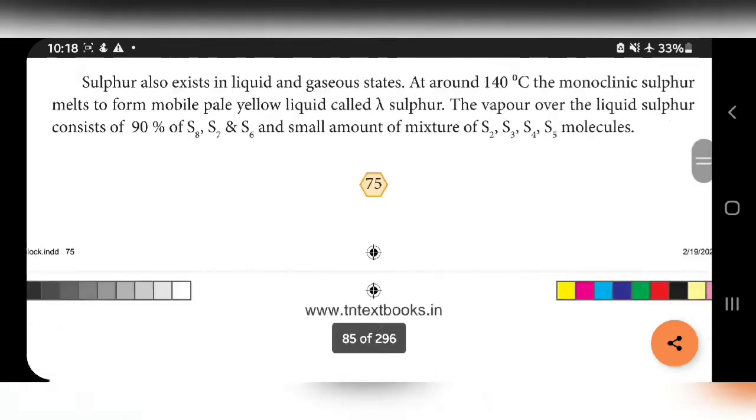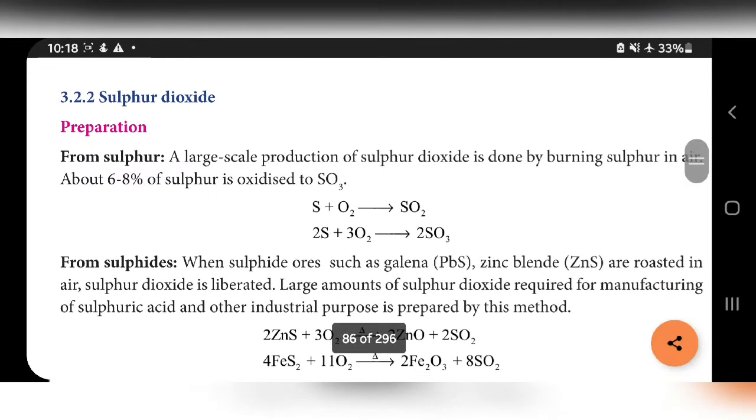Next topic, sulfur dioxide. First, preparation. Three methods are given. First one, from sulfur we can prepare sulfur dioxide. From sulfide we can prepare sulfur dioxide, and laboratory preparation is also given. First, we are going to prepare sulfur dioxide from sulfur.